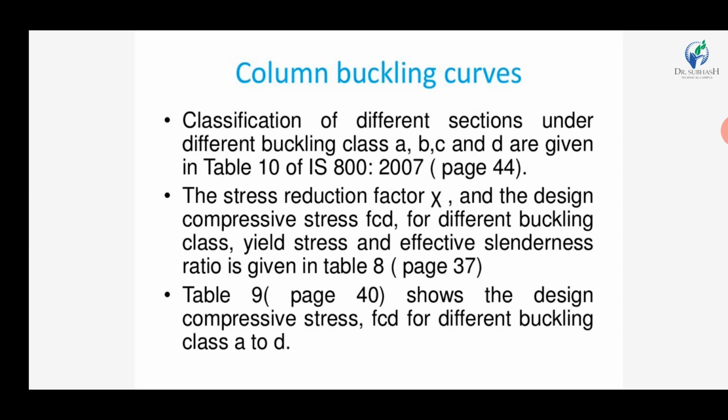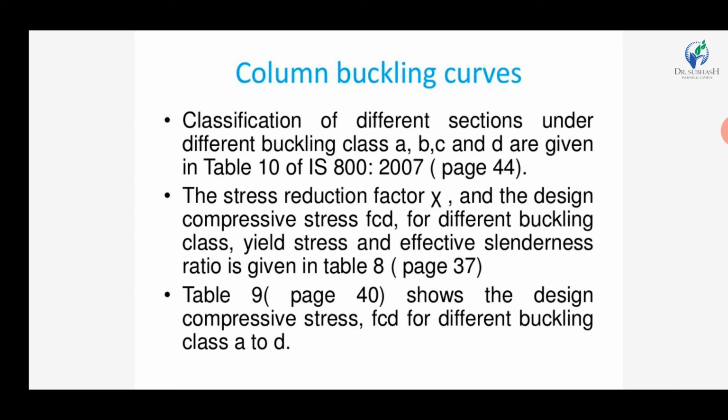Now the buckling class depends upon the different sections of the column. Suppose you use an I section, welded section, circular section, square section, box section, channel or built-up section. Depending on this type of section, you can find the buckling class about the major axis. So table 10 gives the buckling class of your section. The second one is the stress reduction factor chi and the design compressive stress FCD for different buckling classes.